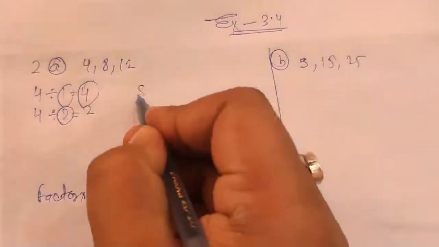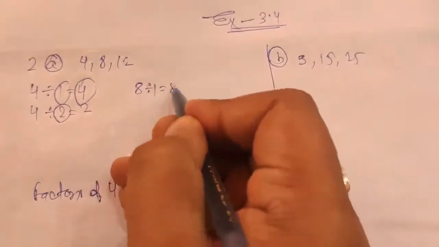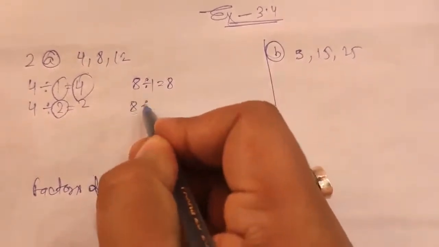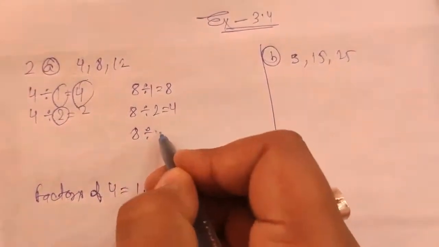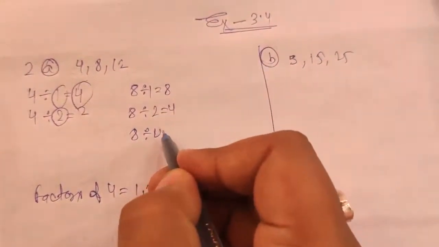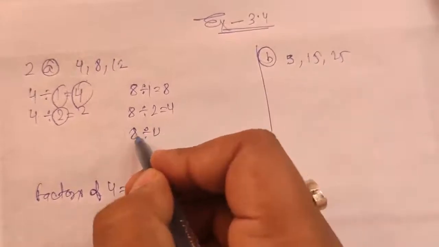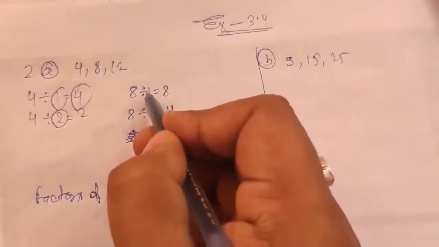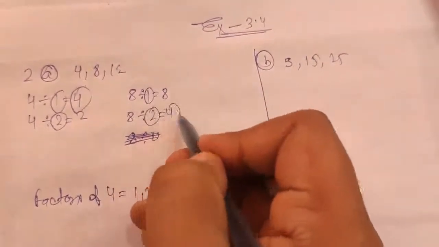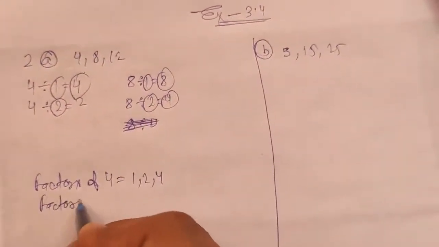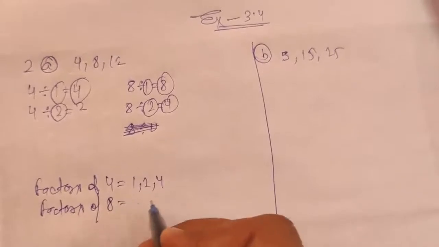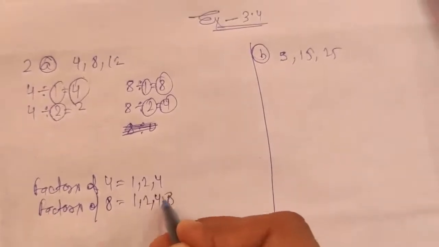Now we will find the factors of 8. Divided by 1, we get 8. Divided by 2, we get 4. Divided by 3 is not possible, and there is no other number, so these are the factors: 1, 2, 4 and 8. So the factors are 1, 2, 4 and 8.